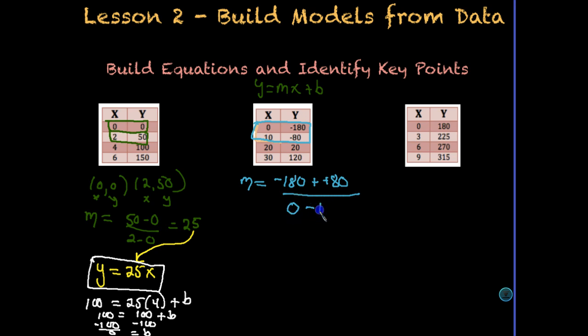0 minus 10. It doesn't matter which order we subtract these as long as we are consistent. So if we started with 180 and we subtracted the 80, then we need to start with 0 and subtract the 10. Okay. Negative 180, and I change these both to pluses because a double negative becomes plus. So negative 180 plus 80 is negative 100, and then 0 minus 10 is negative 10. Negative 100 divided by negative 10 is positive 10. That's my slope. And I know my starting point because I have where x is 0 here. So the equation is going to be y equals 10x minus 180.